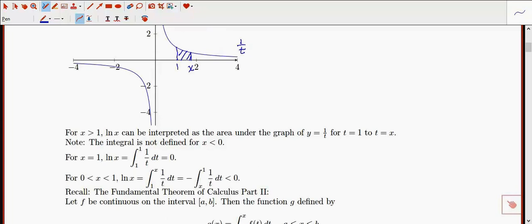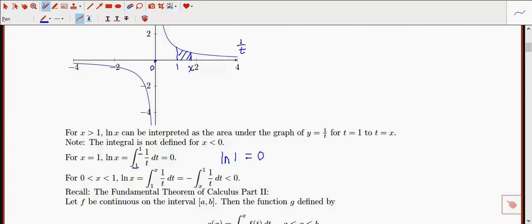Note, the integral is not defined across x equals 0 because we have an infinite discontinuity at x equals 0. But for x equals 1, ln of x is simply the integral from 1 to 1 of 1 over t dt, so it equals 0. Therefore, we have ln of 1 equals 0, which is consistent with what we have learned from pre-calculus.